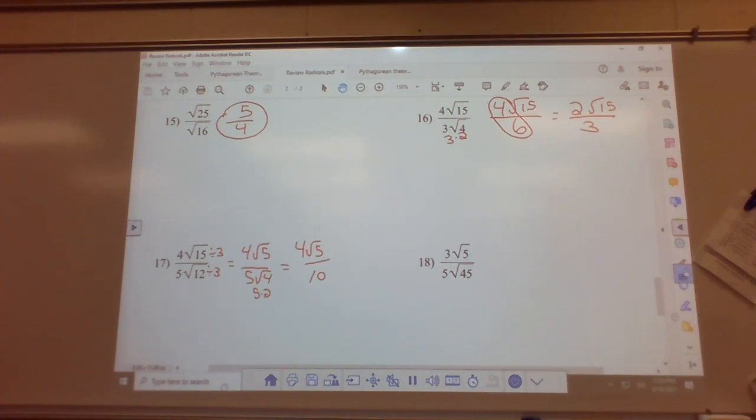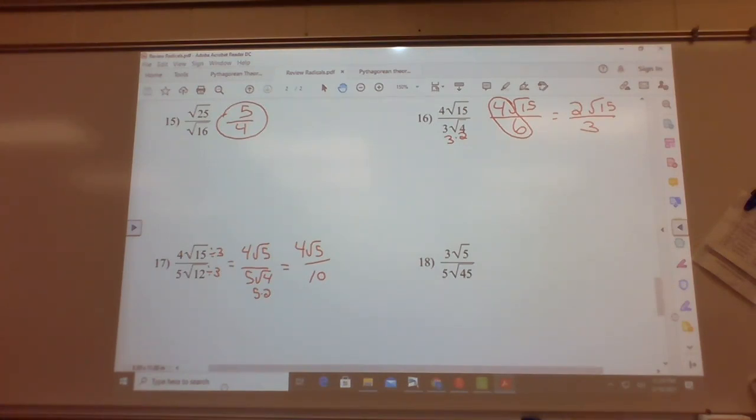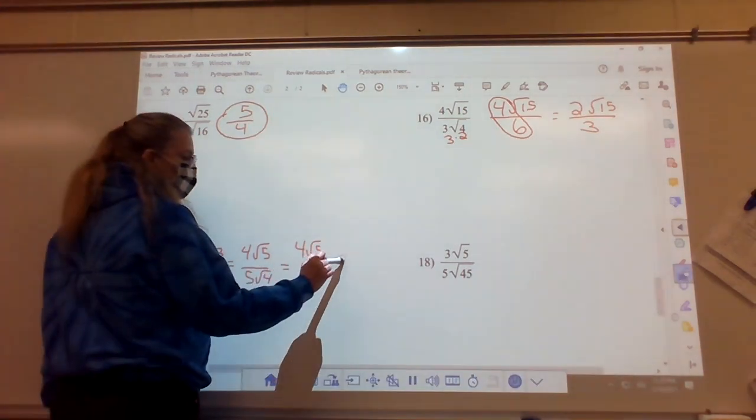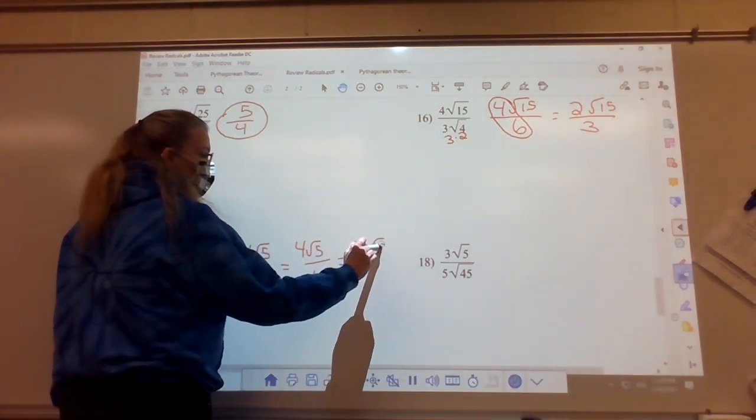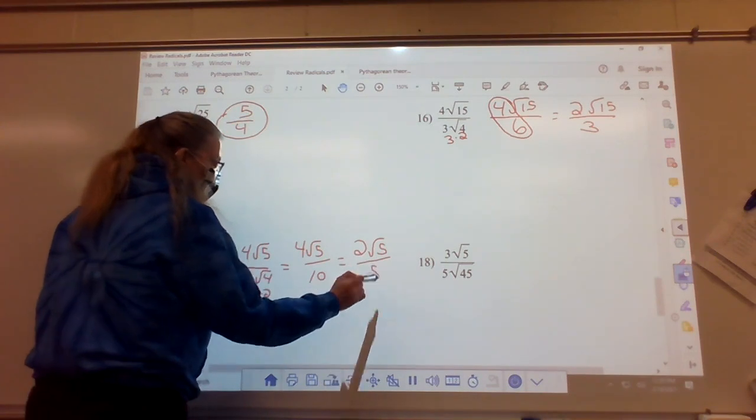Now, like I said, a lot of these bottom ones, you're going to have to do one final reduction. So I have a 4 and a 10. Don't do anything with the 5, because the 5 we're stuck with now. 4 and 10 can both divide by what? 2 again. Try to chop the 4 and the 10 in half. 2 radical 5 over 5.